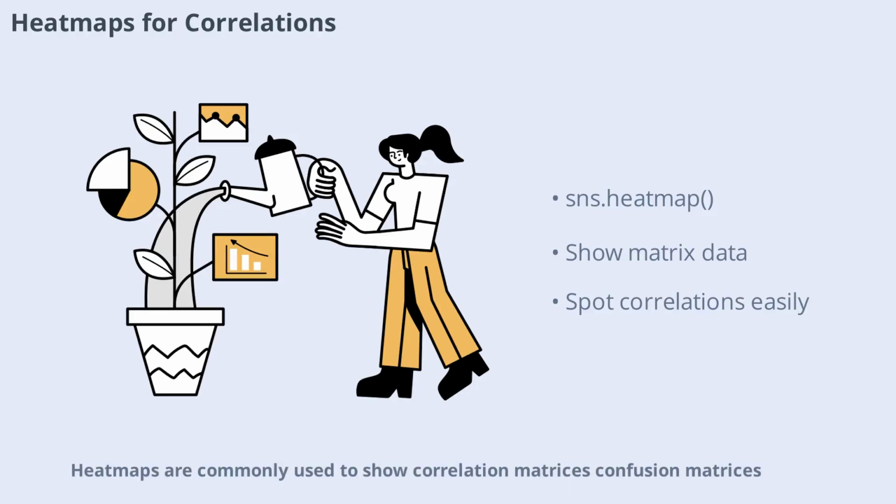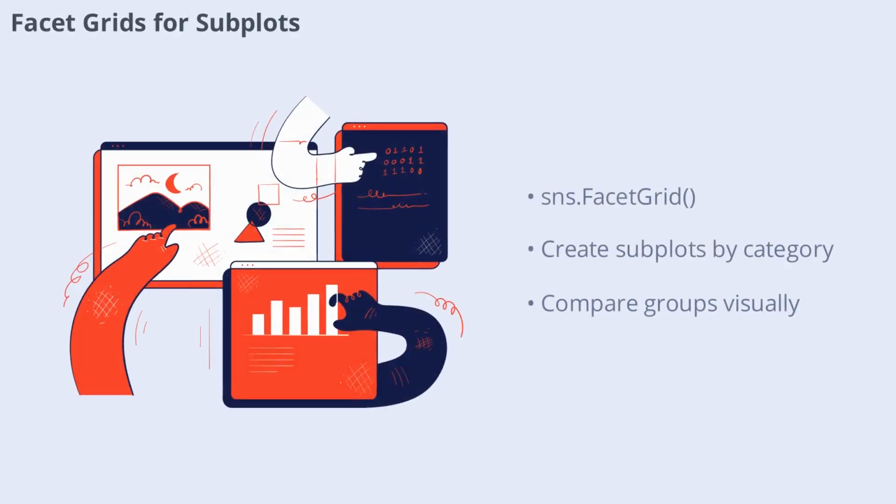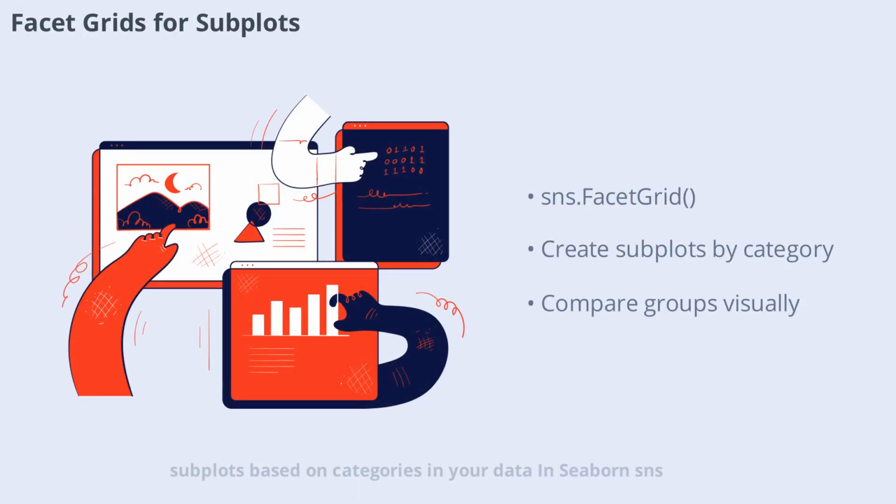Heat maps are commonly used to show correlation matrices, confusion matrices, or pivot tables. Let's create a heat map to visualize the correlation matrix of the TIPS dataset and identify which variables are most related.